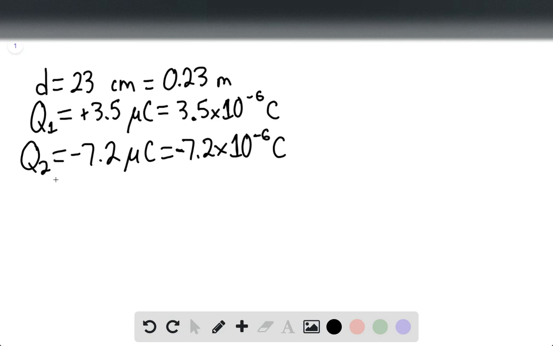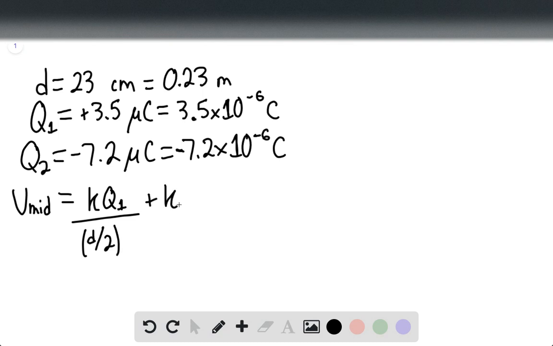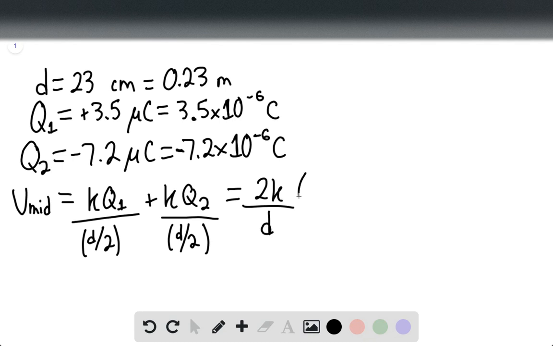And so they want us to evaluate the electric potential and the electric field at the midpoint, so specifically at the midpoint. So the electric potential at mid would be equal to KQ sub 1 divided by D over 2, plus KQ sub 2 divided by D over 2. This is going to equal K over D times Q1 plus Q2.